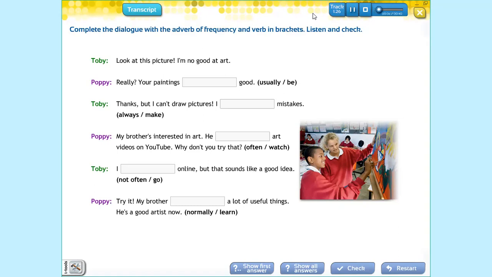Look at this picture. I'm no good at art. Really? Your paintings are usually good. Thanks, but I can't draw pictures. I always make mistakes. My brother's interested in art. He often watches art videos on YouTube. Why don't you try that? I don't often go online, but that sounds like a good idea. Try it. My brother normally learns a lot of useful things. He's a good artist now.